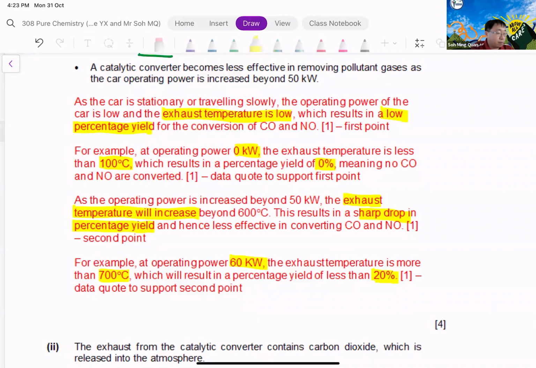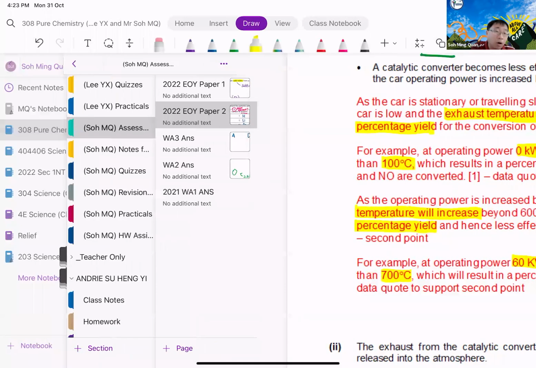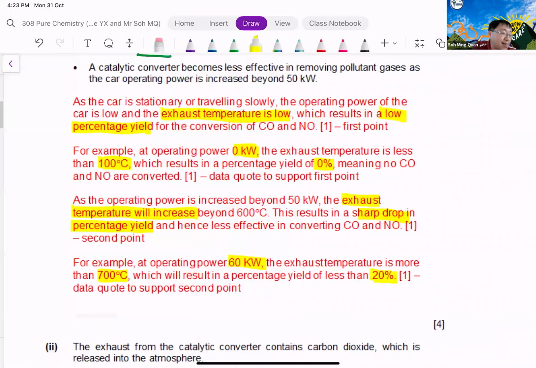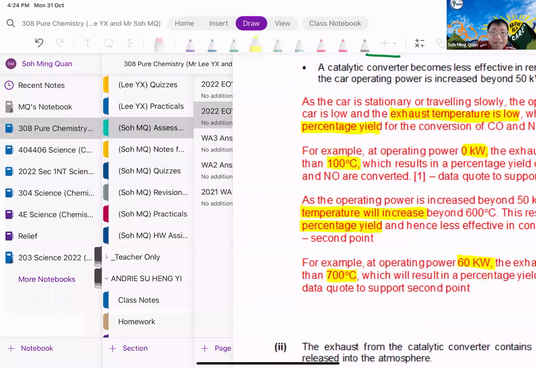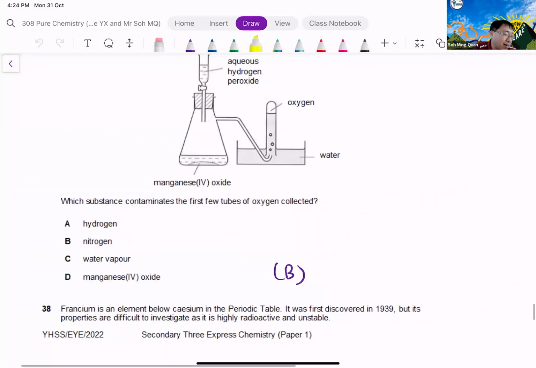Okay, let's go to paper 1. If you are lost and you didn't take everything down, please take note. You can find it under assessments and exams. EOY paper 2 is there. Now let's go to EOY paper 1.